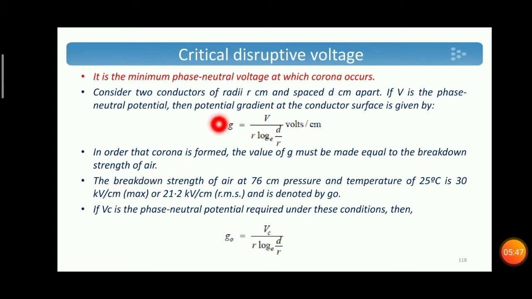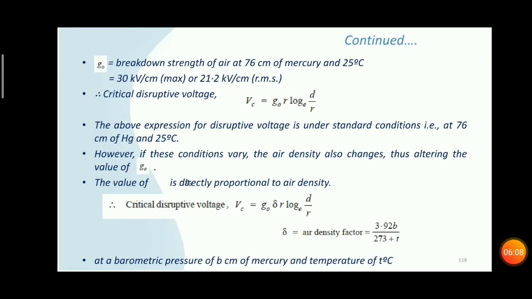So, if this value of G is more than the breakdown strength of air, the discharge will happen, and this voltage Vc at that point, that is the voltage between phase and neutral, is called the critical disruptive voltage. So, Vc is given as Vc equals G0 r log d by r, where G0 is the breakdown strength of the air.